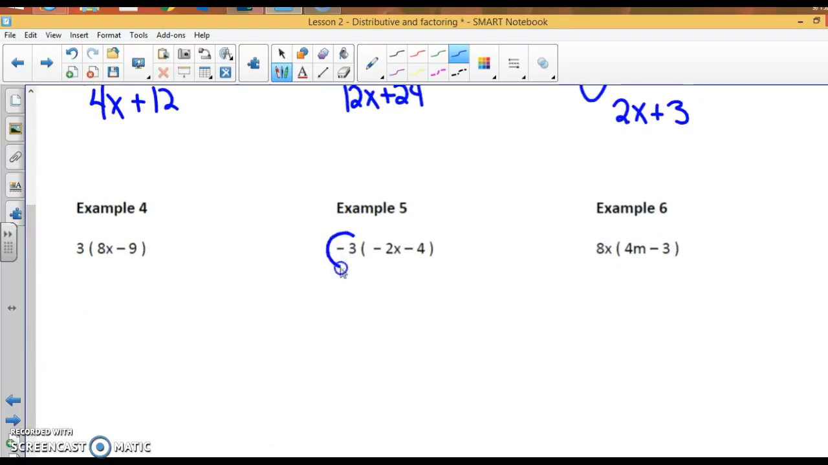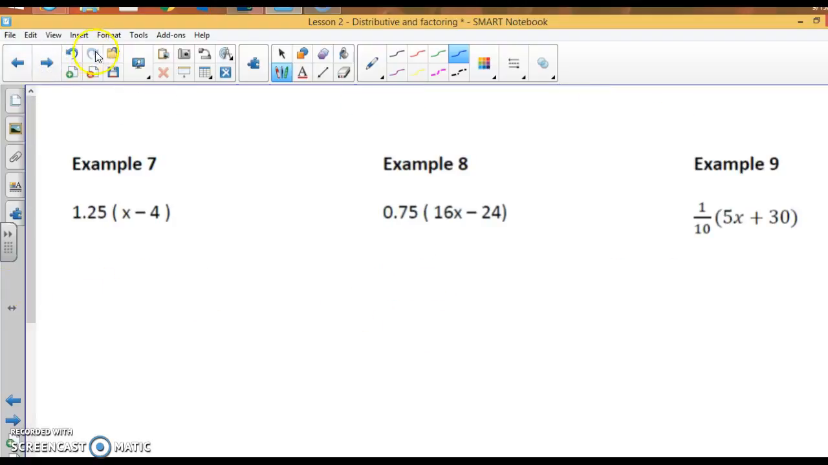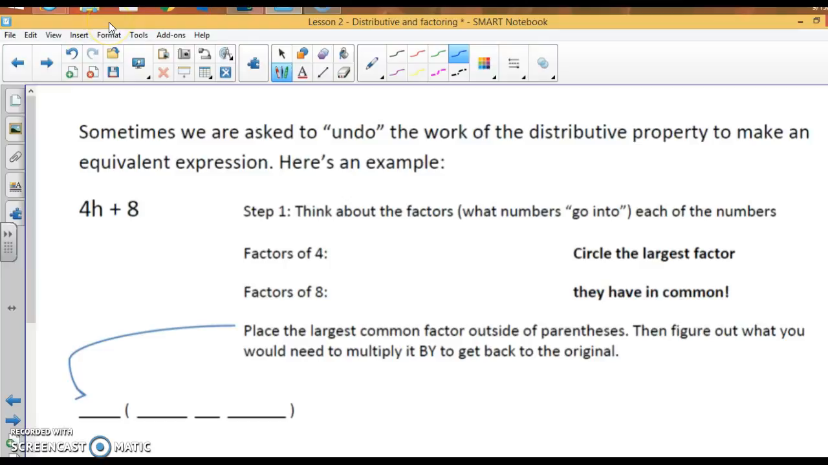Let's take a look at this one. Negative 3 times the quantity negative 2x plus 4. Negative 3 times negative 2x is positive 6x. Negative 3 times negative 4 is positive 12. All right. That is using the distributive property.